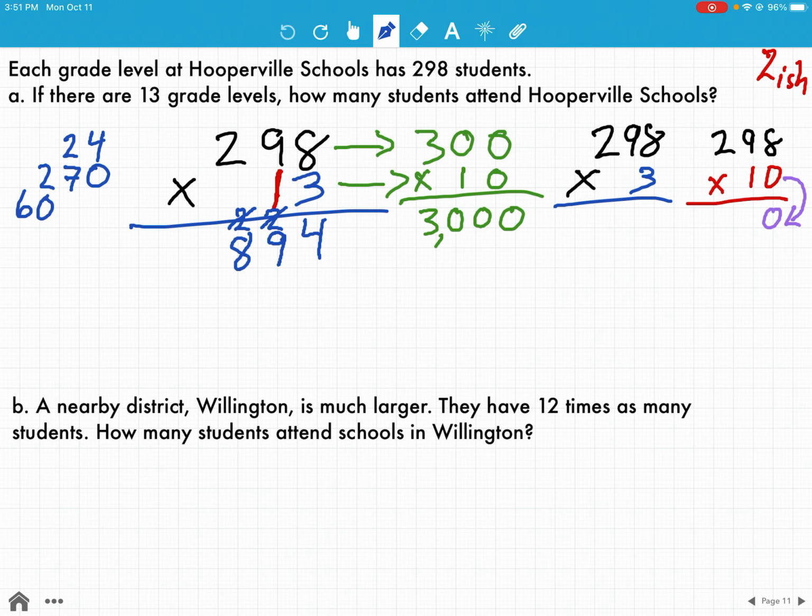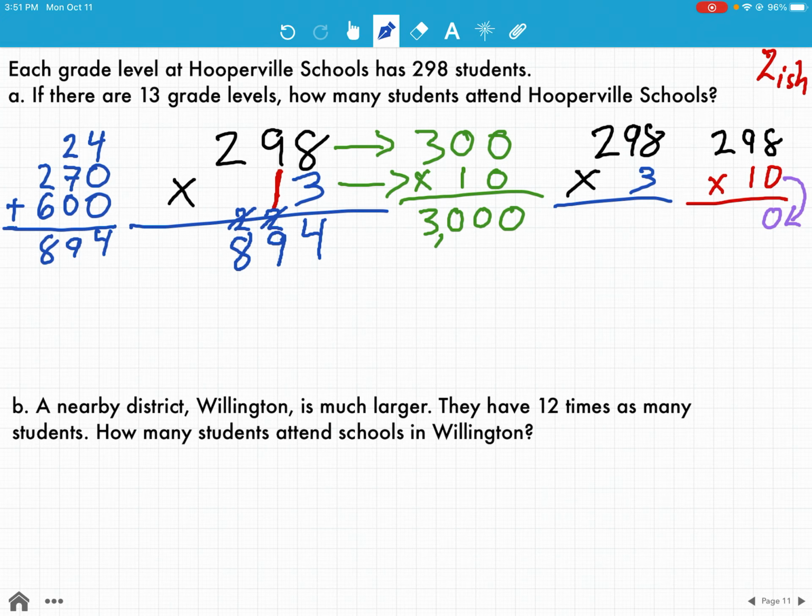Oh, excuse me, 600. My mistake. So we add those up and we get our 894. That's how we got that 894. So when we're thinking about the area model, these would be the numbers that would be inside the area model.